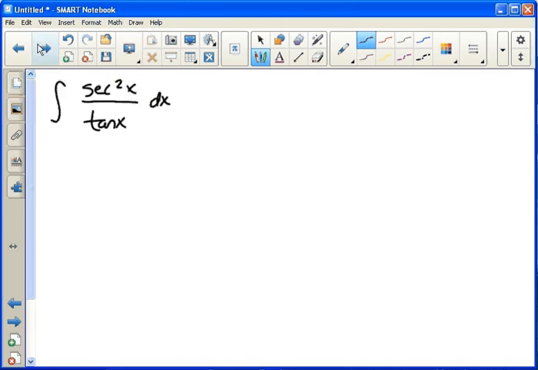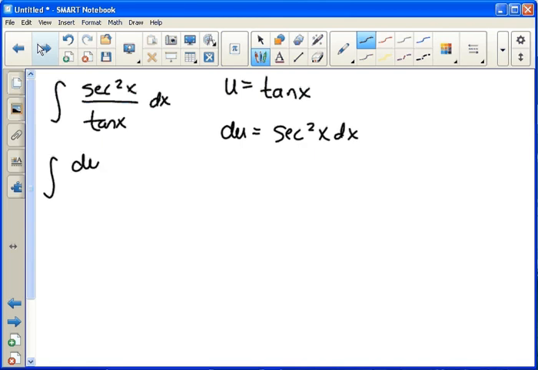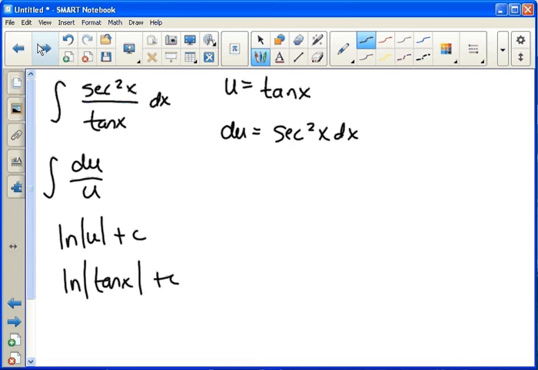Okay, let's look at one with trig. When in doubt, if you're doing u substitution, choose u as your denominator. So I would say u equals tangent x, du equals secant squared x. And that's perfect, it's an exact match. I get du over u. I know the rule for that is natural log of the absolute value of u plus c. So we have natural log of the absolute value of tangent x plus c.